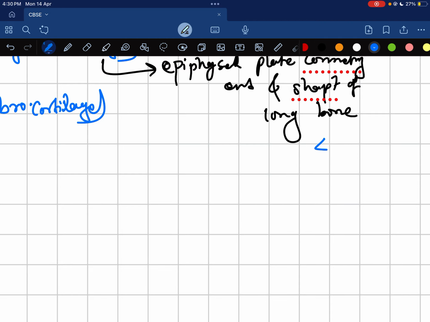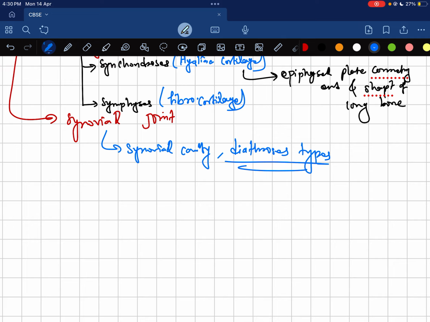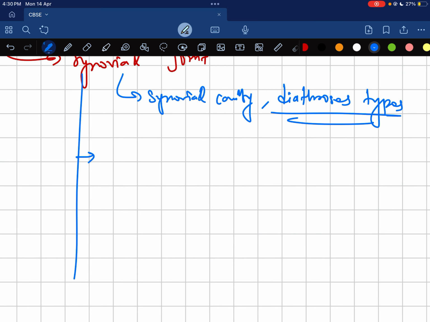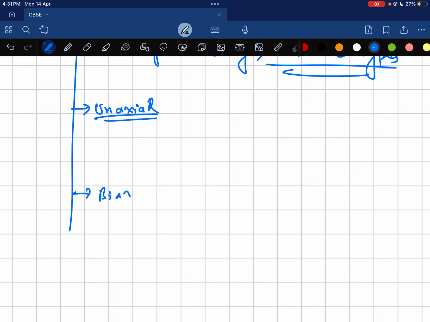Now there is the synovial joint. In the synovial joint there is a synovial cavity. These are the diarthrosis types. Synovial joints are classified as uniaxial, which rotates in one axis, then biaxial, then triaxial.